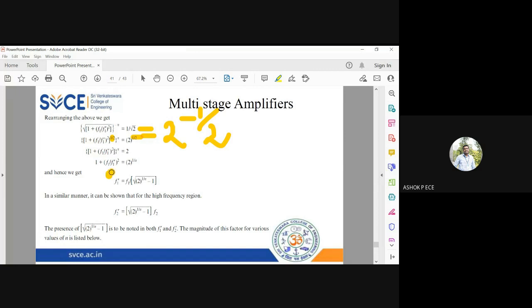This is the new cutoff frequency for the n-stage amplifier. Similarly, f2 dash I can find: f2 dash is going to be f2 multiplied by the same factor. You can see the lower cutoff frequency is going to be increased and the upper cutoff frequency is going to be decreased. In this manner, the bandwidth is going to be decreased. And that n is the number of stages. So this root of 2 power 1 by n minus 1 is a factor which is common to both the frequencies f1 dash and f2 dash.